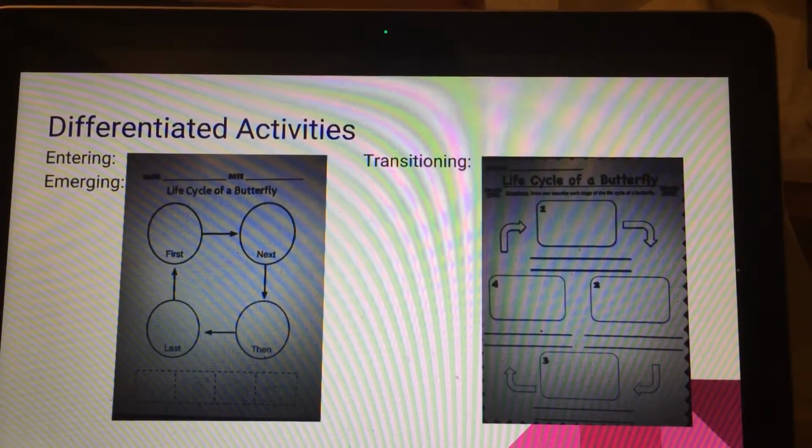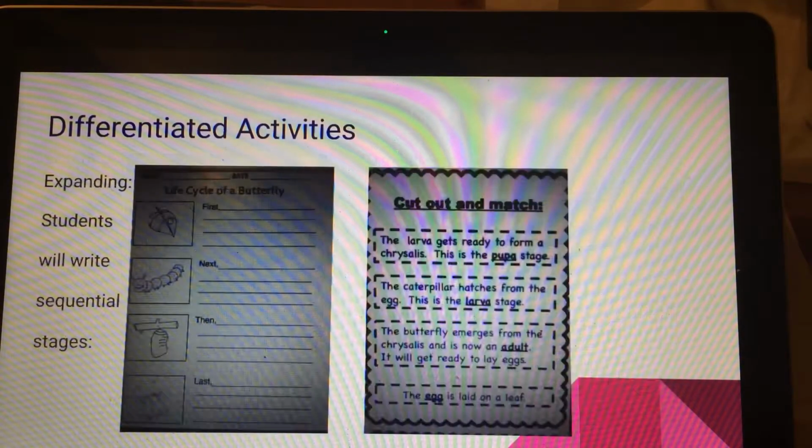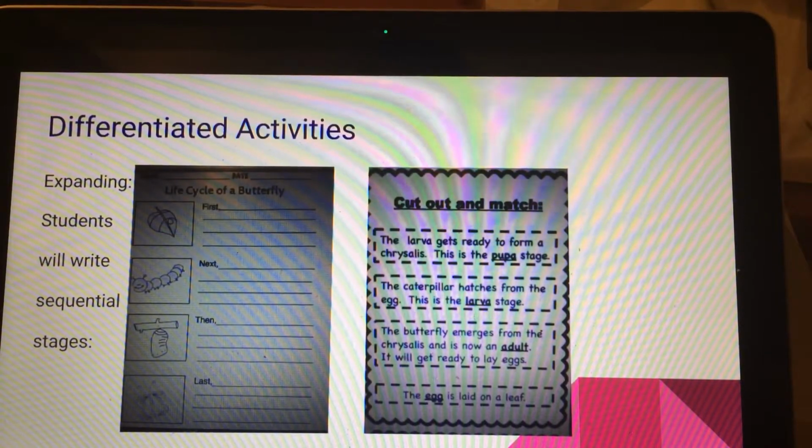Transitioning students will draw and provide a brief description of each sequential stage in the life cycle. Expanding students will have a guided reading and writing opportunity and will write the sequential stages of the life cycle guided by the cut and match activity provided. As an extension, students will have the opportunity to match sequential sentences to pictures with key vocabulary words. All students will be welcomed and encouraged to expand their knowledge by completing the next leveled activity.